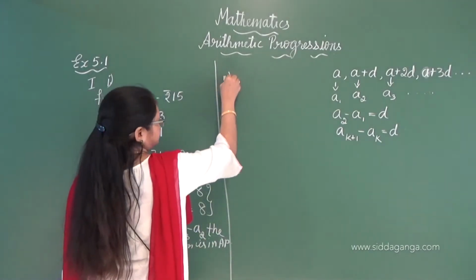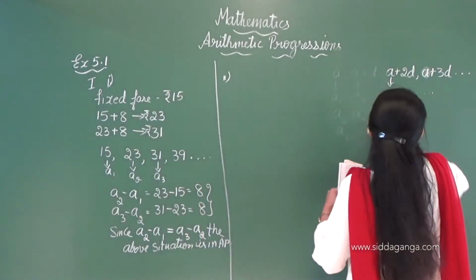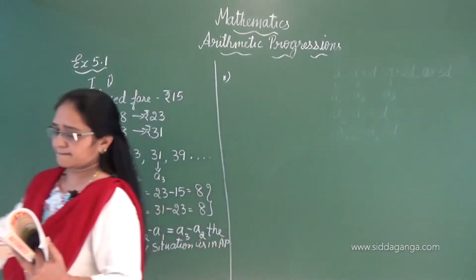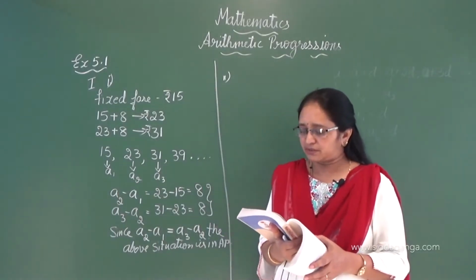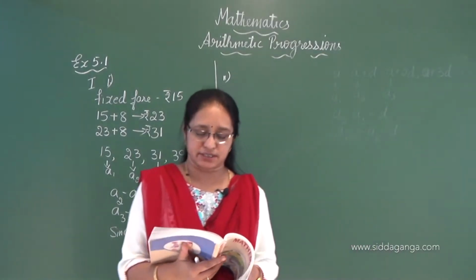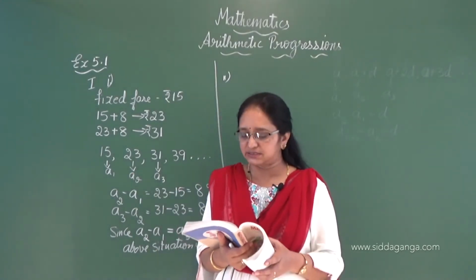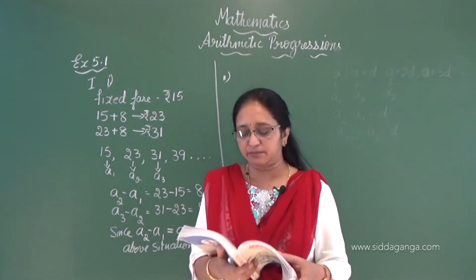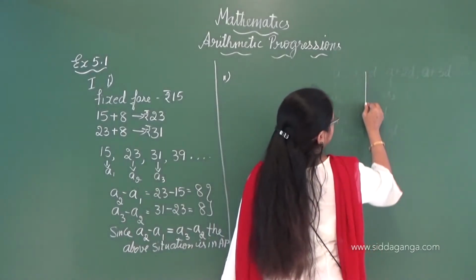Now the second one. The amount of air present in the cylinder when a vacuum pump removes 1/4 of the air remaining in the cylinder at a time. Try to understand this question carefully. The amount of air present in a cylinder when a vacuum pump removes 1/4 of the air remaining in the cylinder at a time means, I'll just explain the meaning of this.